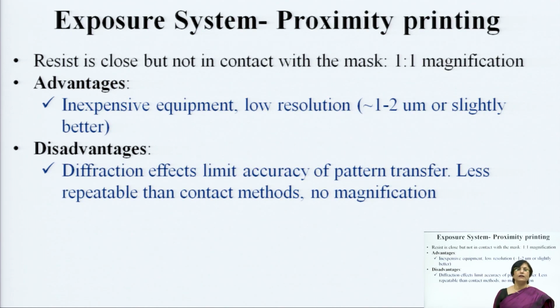Then the advantages and disadvantages of proximity printing. The mask is close to the photoresist coating, you can have magnification to some extent, and it is inexpensive equipment, but your resolution is compromised. Diffraction effects can limit the accuracy of the pattern transfer, it is less repeatable than the contact methods, and there is limited magnification, or absolutely no magnification is possible, because there is hardly any distance.